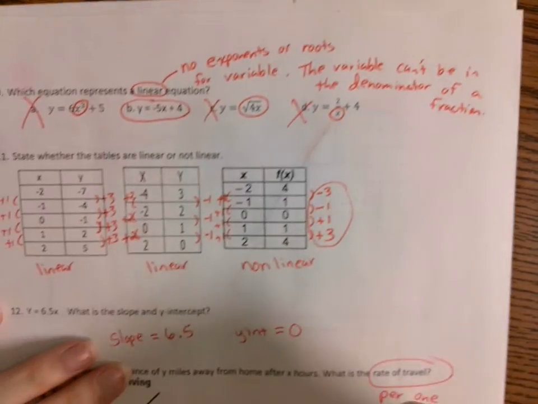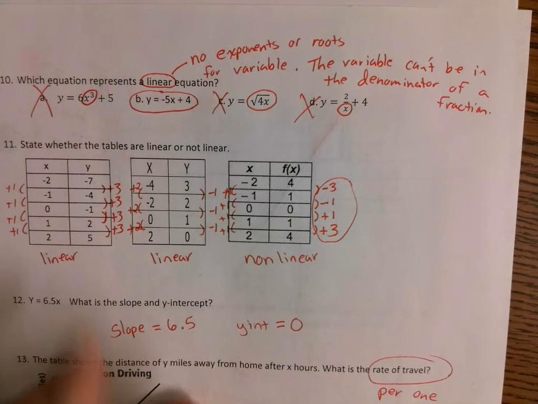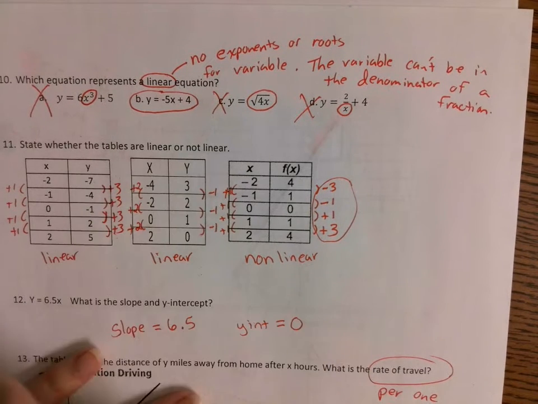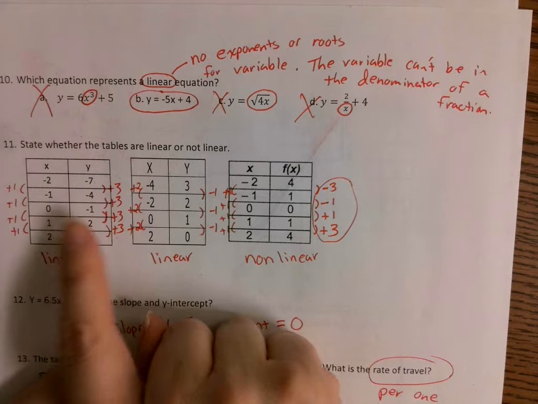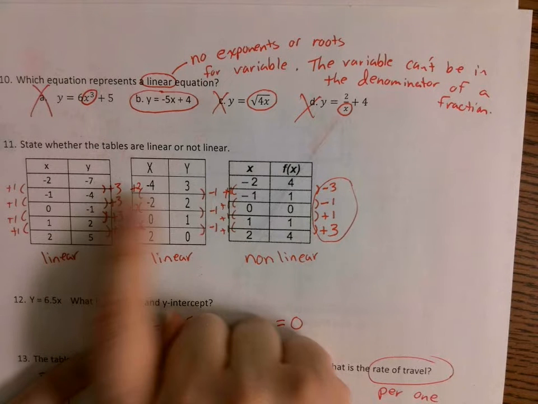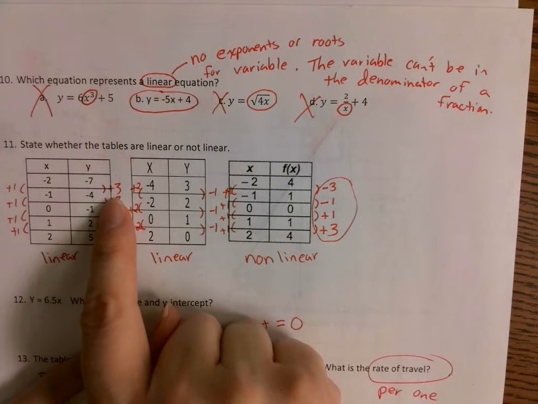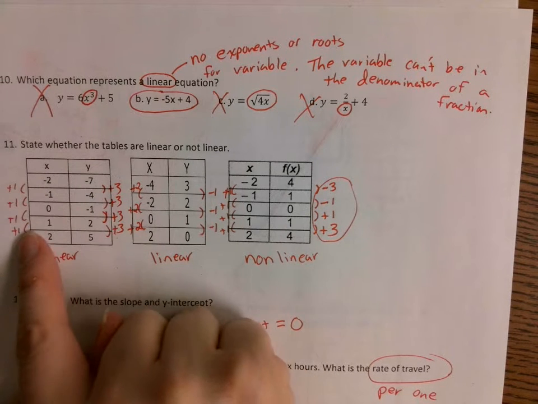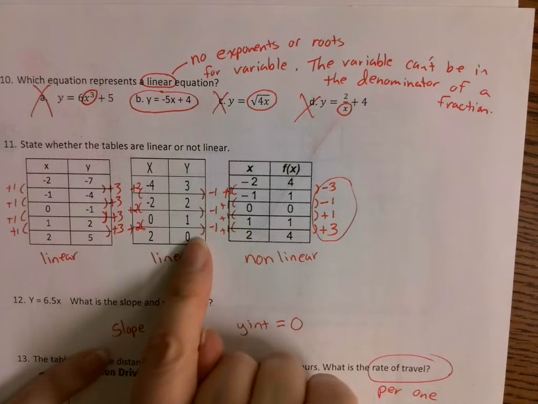Let's take a look at problem number 11. Problem number 11, you're identifying if it's linear or nonlinear. Remember, if it's linear, it has to have a slope or a constant rate of change. So only tables A and B, the first two tables, are considered to be linear. The first one has an increase of 3 over an increase of 1. The second table has a decrease of 1 over an increase of 2.